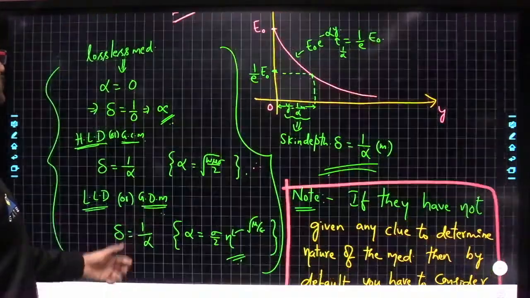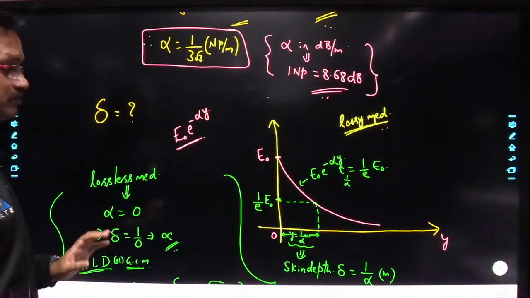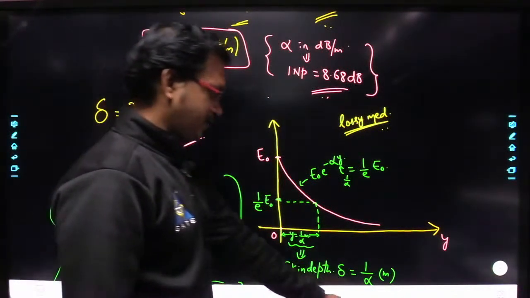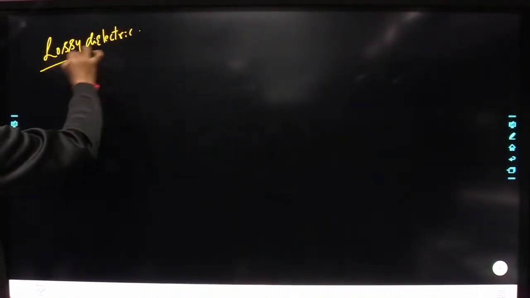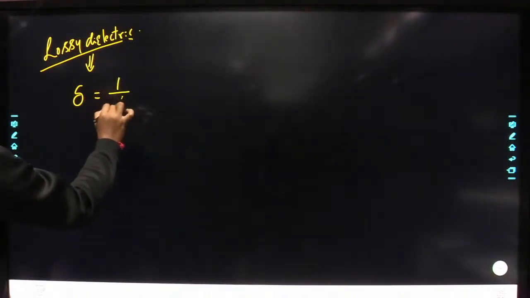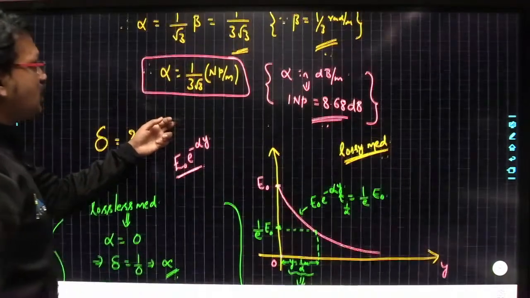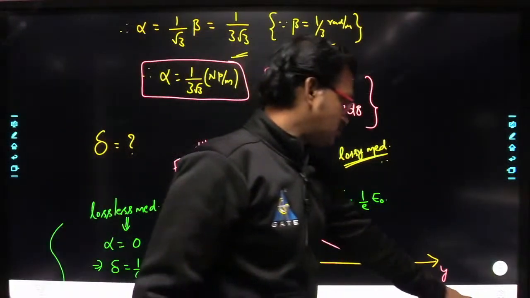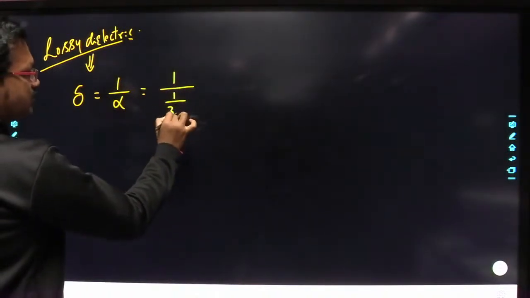Right. Next, if you observe here, here the medium is what? Here in the problem they have given the medium as lossy dielectric. Yes or no? Okay. So in lossy dielectric, they are asking to determine skin depth. So skin depth is equal to what? 1 by alpha. Already we have determined alpha value here. Yes or no? So what is alpha value? 1 by 3 root 3, right? Okay. So alpha is equal to 1 by 3 root 3. So 1 divided by 3 root 3.